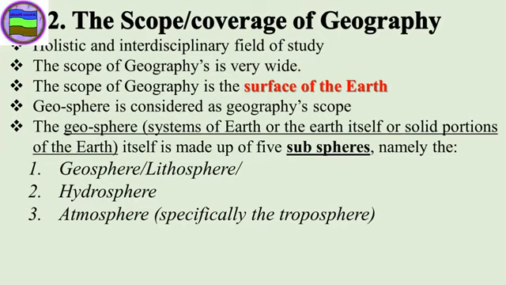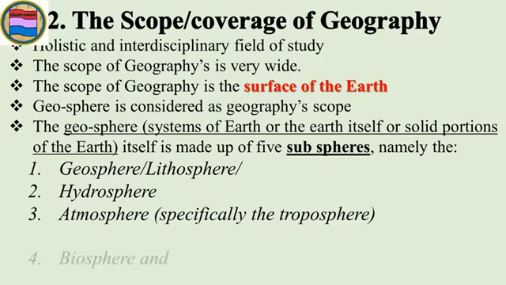Therefore, we examine the atmospheric conditions, the climatic patterns, and also the circulation of air masses. Geographers analyze factors such as temperature, humidity, air pressure, wind patterns, and precipitation to understand climate variations, weather events, and their impact on the environment and human society. So this is the third scope of geography.